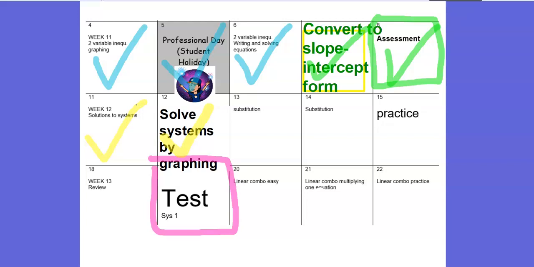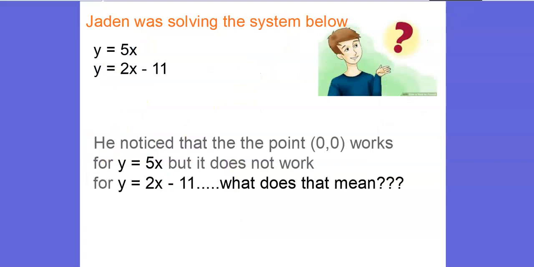Again, we're on substitution today and tomorrow. Next test is next Tuesday. Otherwise, if I look at this system here, y equals 5x, notice that the point 0, 0 works for y equals 5x. That's fine, but it does not work for y equals 2x minus 11. Then what does this mean? It means that 0, 0 is not a point on this line of 2x minus 11. In other words, these two lines do not intersect at 0, 0 because only one of the lines goes through 0, 0, and that's the first one.